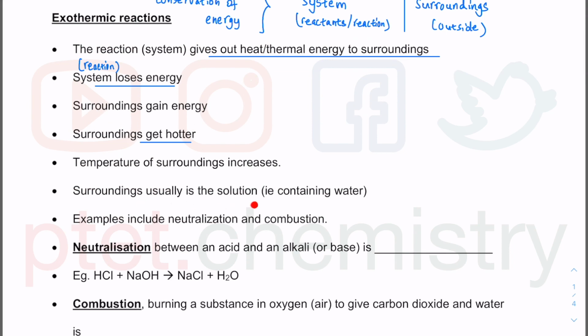As I said, the surrounding usually is a solution. In chemistry, we do our reaction in water, and therefore water is our solvent. We get a solution. If the water contains a thermometer dipped in it, and the thermometer shows an increase in temperature, that means the water gets warmer. That means the water molecules gain energy. That means the reaction has given out thermal energy to the surrounding.